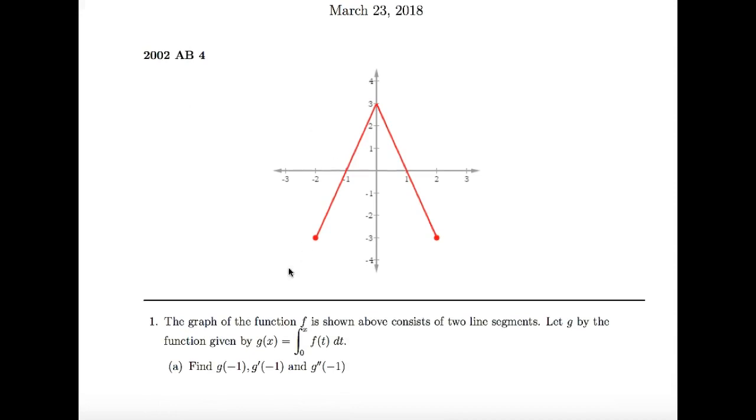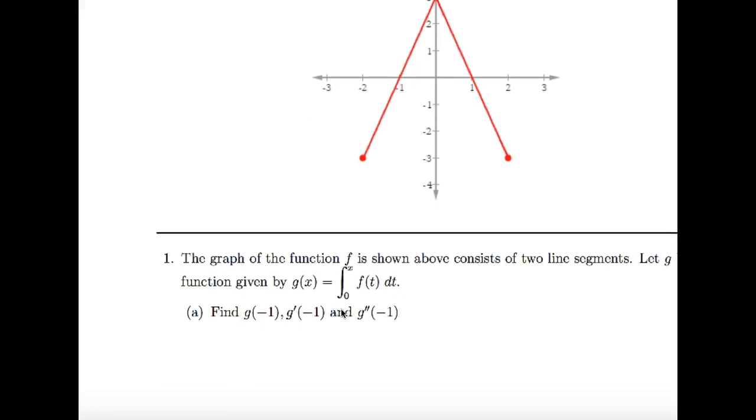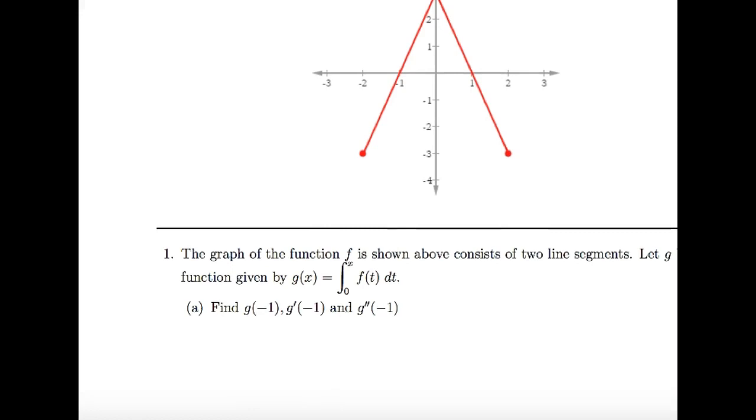So the graph of the function f is shown above in red here. It consists of two line segments, and let g be the function given by this definition. Okay, let's find g of -1, g prime of -1, and g double prime of -1.